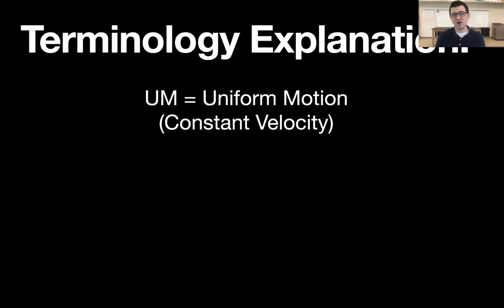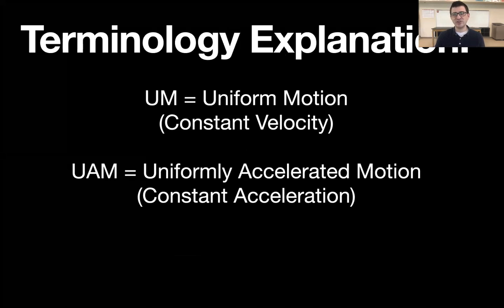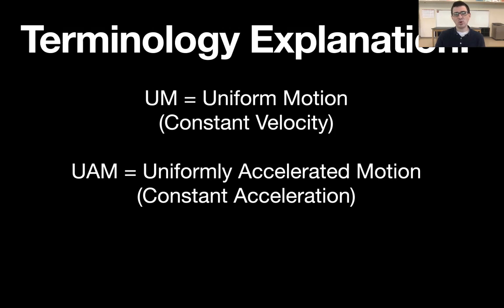So first, some terminology. Up until this point, I've been using the phrase constant velocity. But in the AP materials, you're probably going to be seeing the words uniform motion, or the abbreviation UM. And that just means exactly the same thing, uniform, constant motion, velocity. Uniform motion is the same as constant velocity. Also, I've been saying constant acceleration, and you might see UAM, or uniformly accelerated motion. They mean the same thing, and I'm going to try to use them interchangeably and make sure to incorporate both. UAM, constant acceleration, same thing.